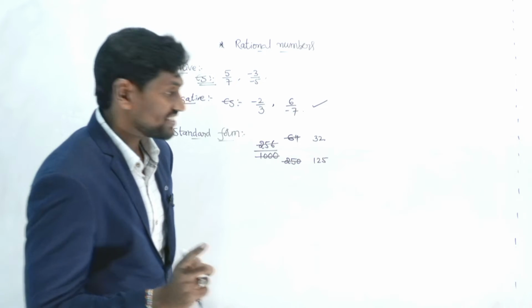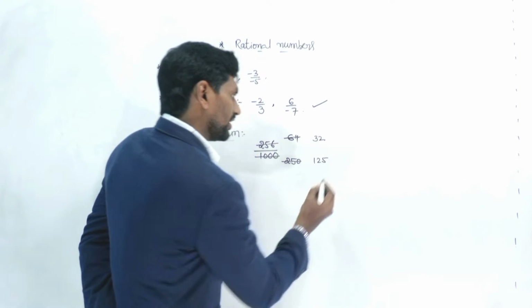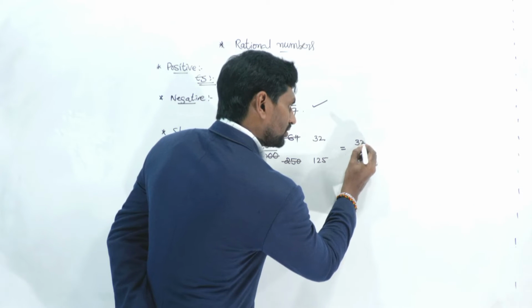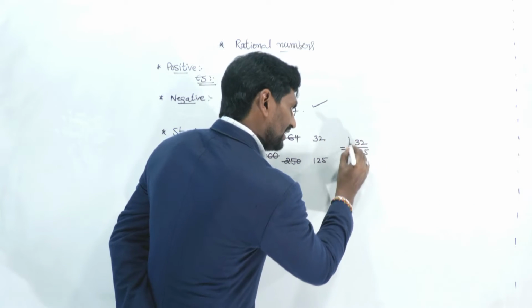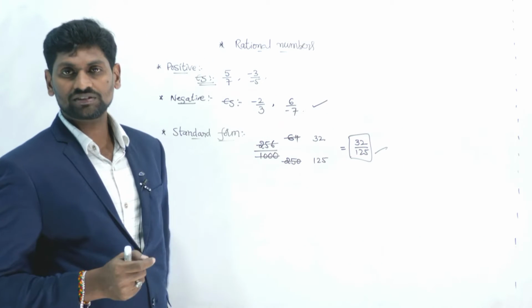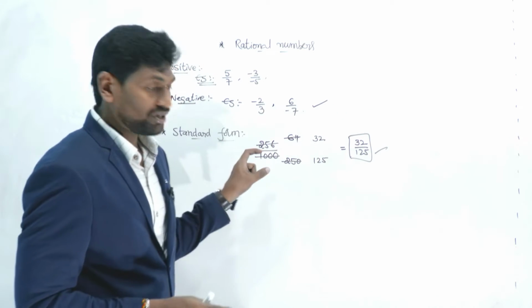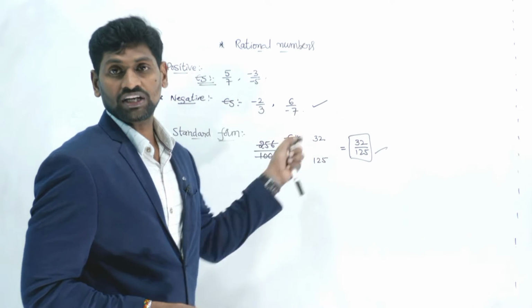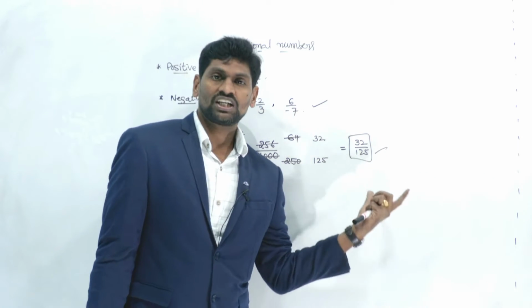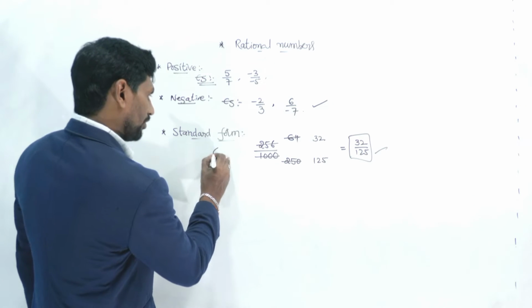Now check any other cancellation here. 32 by 125, no. So there is no common factor between 32 and 125. So 32 by 125 is the standard form of 256 by 1000. Okay? That means whenever you see rational numbers like this, we need to convert them into their simplest form. And you see here the denominator does not have any negative symbol, so it is in standard form. Okay, let us take one more example here.